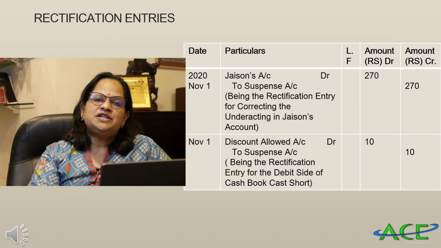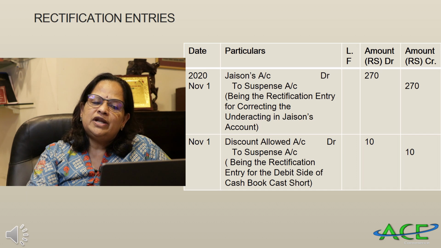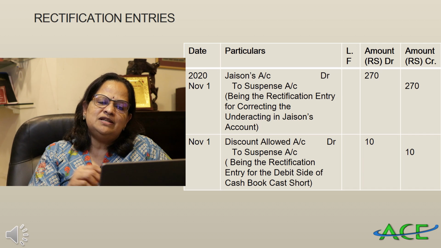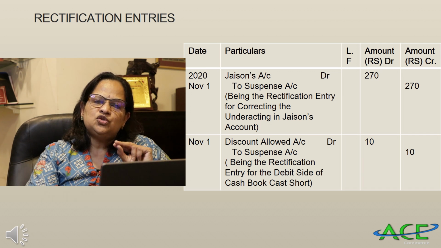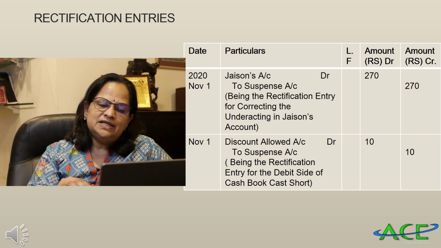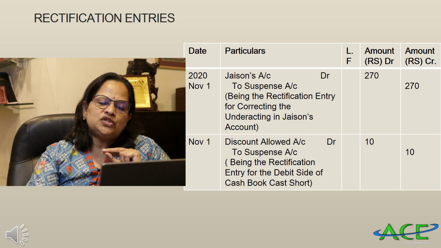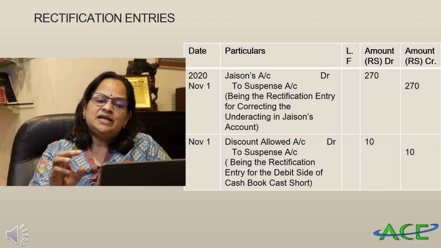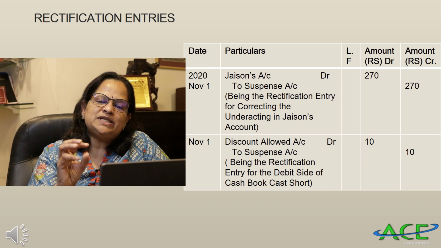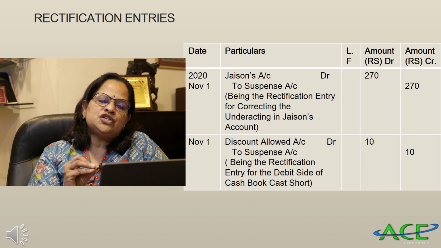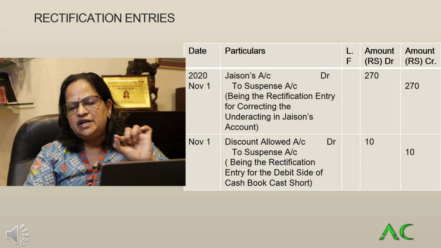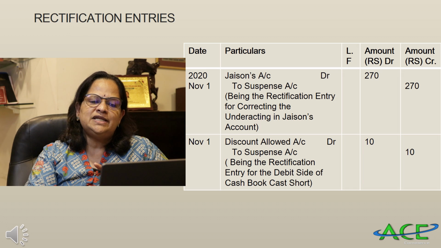Now the rectification entry we have to pass. That is, Jason's account debit 270, because the value was 300 and entered as 30. So 270 is the difference. Jason's account debit 270 to suspense account 270. Similarly, the discount allowed account debit 10 to suspense account 10, being the rectification entry for the debit side of cash book cast short. Jason's entry is Jason's account debit 270 to suspense account 270. That is, the narration is: being the rectification entry for correcting the undercasting in Jason's account. 300 minus 30, 270 is the undercasting in Jason's account.